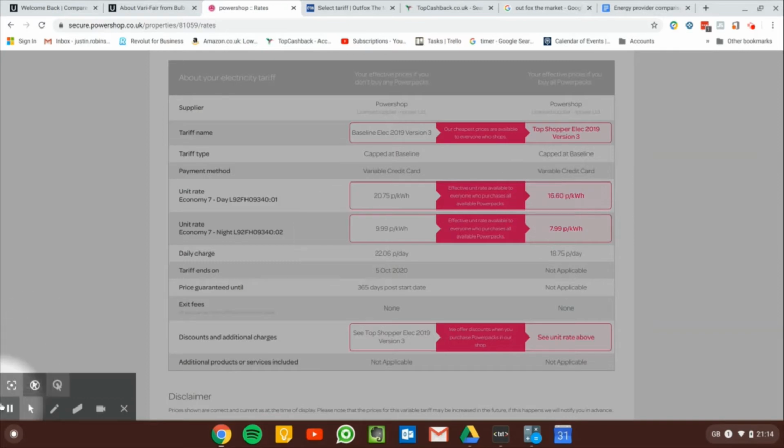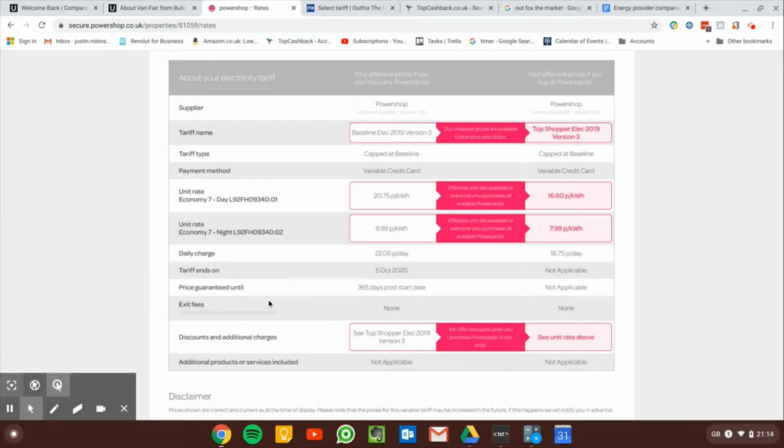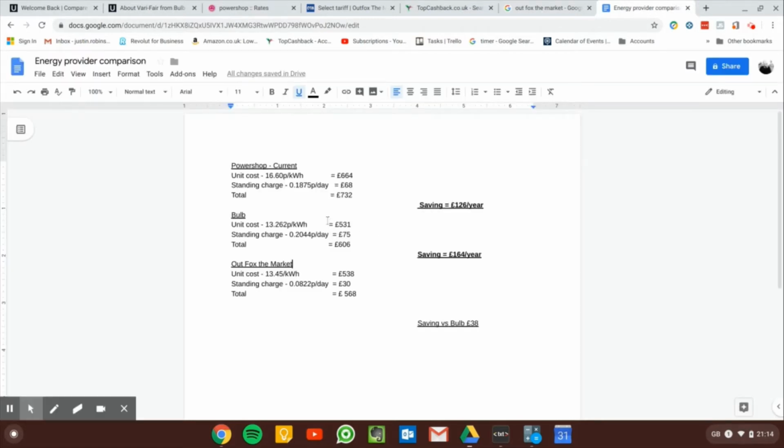Once I have those numbers, I'm going to then go to a blank sheet, add them to it, and then multiply that kilowatt hour rate that I've just looked at by 4,000, which is a nominal rate, to get an annual figure of what it would cost me if I used that amount of electricity.